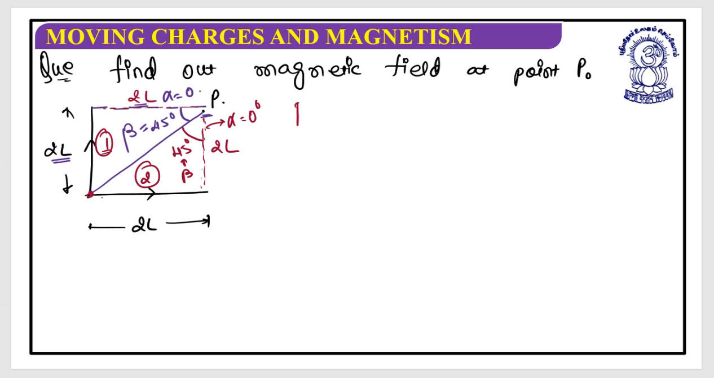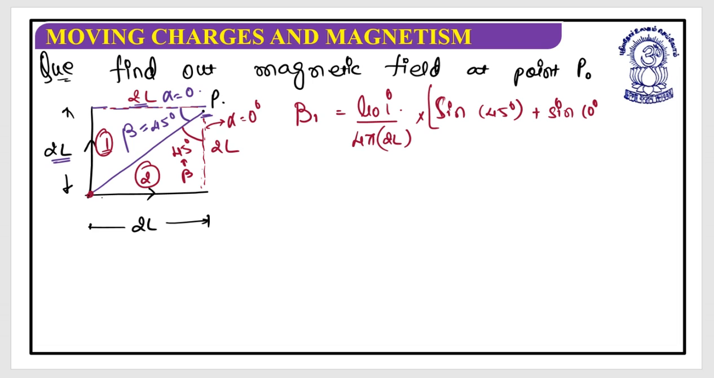Now just find out the magnetic field due to wire 1. B1 should equal mu naught I divided by 4 pi into the separation, which is 2L, multiplied by sine of 45 degrees plus sine of 0 degrees. So this equals mu naught I divided by 8 pi L into the bracket sine 45, which equals 1 by root 2. This is B1.